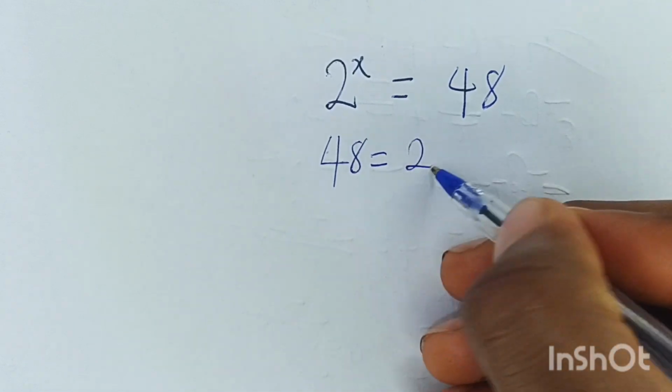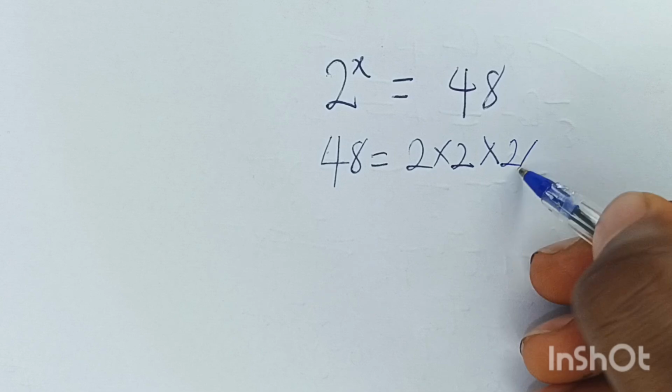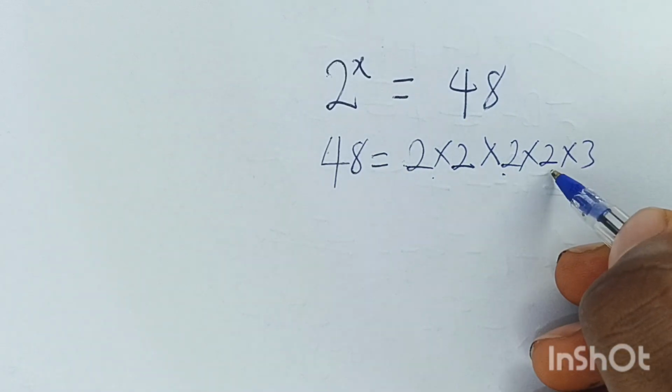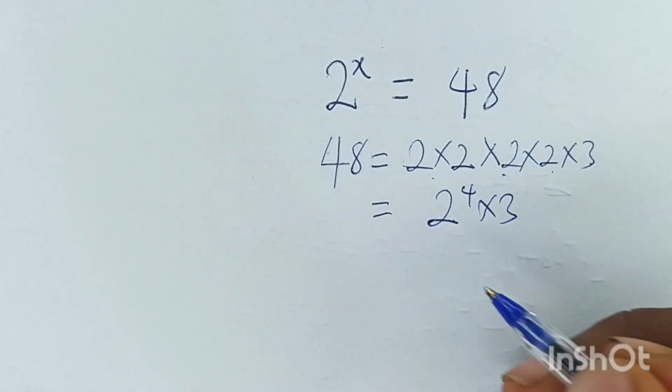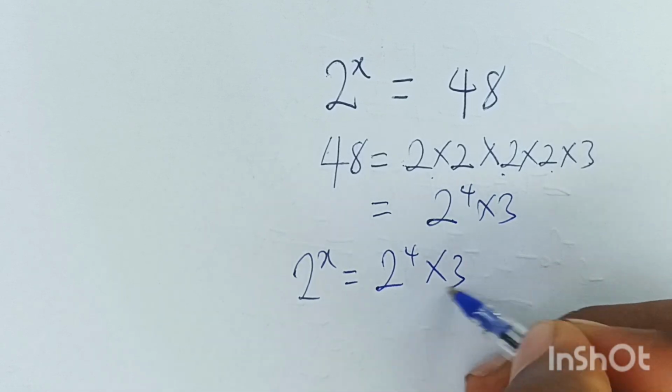thing as 2 times 2 times 2 times 2 times 3. 2 times 2 is 4, 4 times 2 is 8, 8 times 2 is 16, 16 times 3 is 48. So we have 2 raised power 4 times 3 to be 48. So we have 2 raised power x to be equal to 2 raised power 4 times 3.